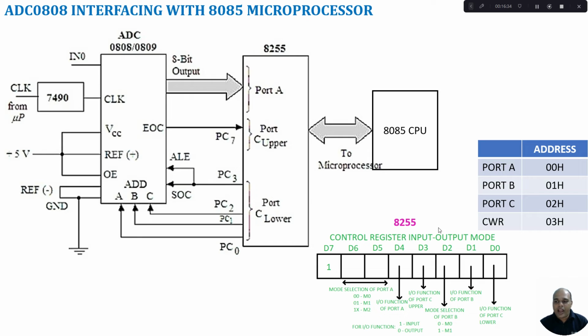So the corresponding address for port A, port B, port C and control word register is given here. So 00 for port A, 01 for port B, 02 for port C and 03 for control word register of 8255. Now let us see a program on how to read a digital data from ADC0808 IC.